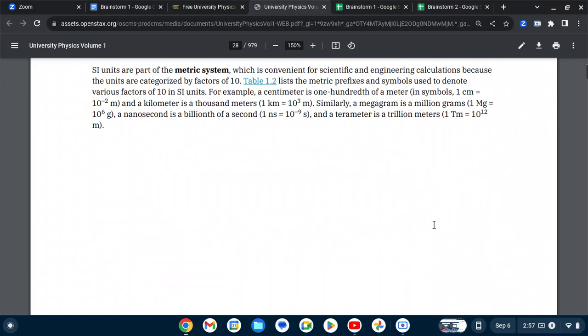Metric prefixes. SI units are part of the metric system, which is convenient for scientific and engineering calculations because the units are categorized by factors of 10. Table 1.2 lists the metric prefixes and symbols used to denote various factors of 10 in SI units. For example, a centimeter is 1/100th of a meter, and a kilometer is 1,000 meters. Similarly, a megagram is 1,000,000 grams, a nanosecond is 1/1000th of a second, and a terameter is 1,000,000,000,000 meters.